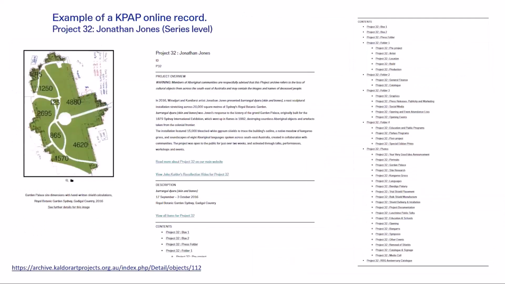This is an example of what a project record looks like on the Caldor Public Art Project's online archive. You can see the data is pretty well structured. We've mapped the project level records to a series. So we'll have a group level record that describes the whole KPAP archive. And then for each project, and there's 36 of them, there'll be series level records. And then we would have sub-series, file, and then down to an item level record.